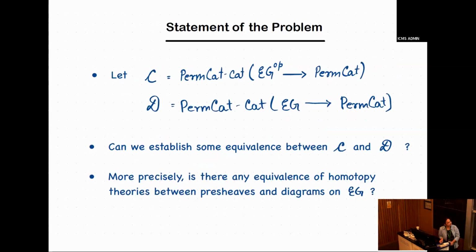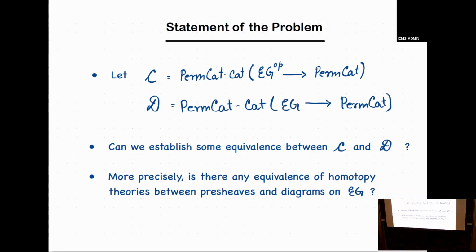So we have now reached a state where we can describe what the problem is. Suppose C is the category of permcat-enriched functors from EG op to permcat, and D is the diagram category taking values in permcat. The question is, can we establish some equivalence between the category and the diagram category?